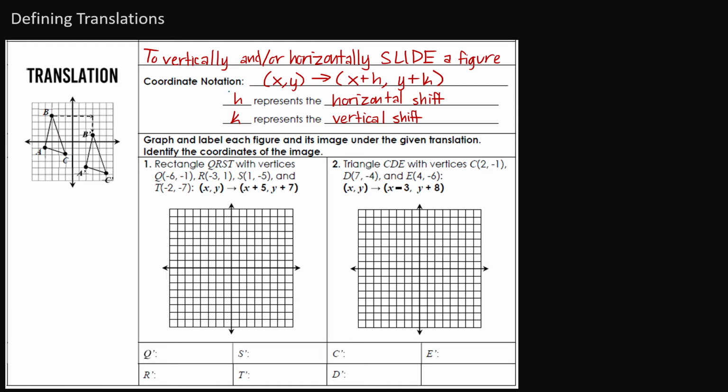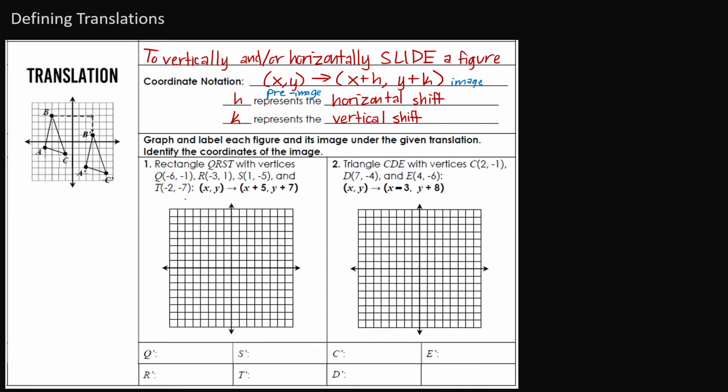When we use coordinate notation to keep track of our translations, that means that we are taking the pre-image point, x, y, and mapping it onto x plus h, y plus k. So from pre-image to image. Now in this notation, h represents the horizontal shift, meaning how far left to right are we sliding this figure, and k represents the vertical shift, how far are we sliding the figure up or down.